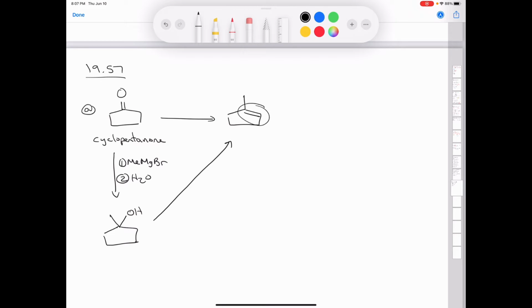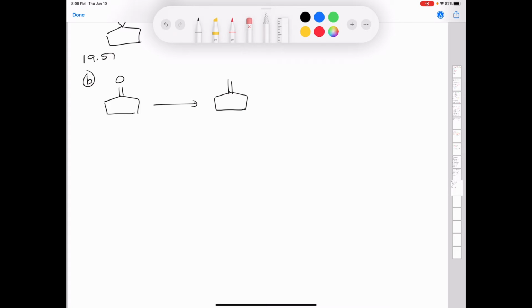This is the most substituted alkene, by treating this with sulfuric acid and heating it up. So I can just say sulfuric acid and heat, and that's going to produce the thermodynamic alkene, which again is the Zaitsev product. In 19.57, I want to go from cyclopentanone to methylene cyclopentane, is the name of this molecule here.